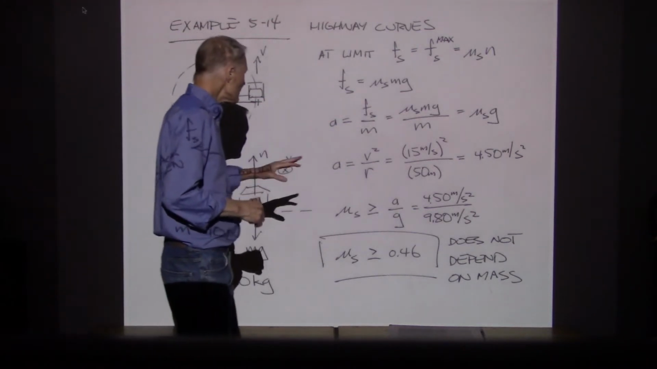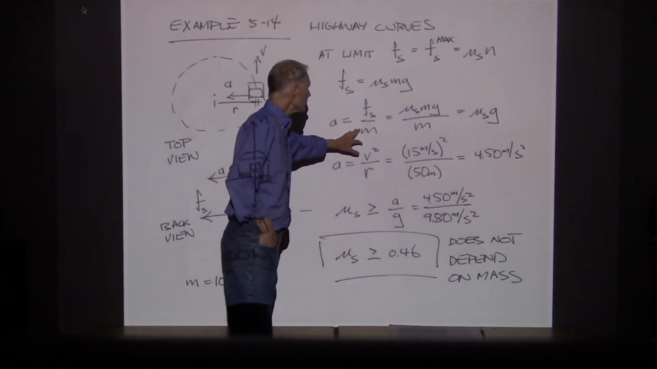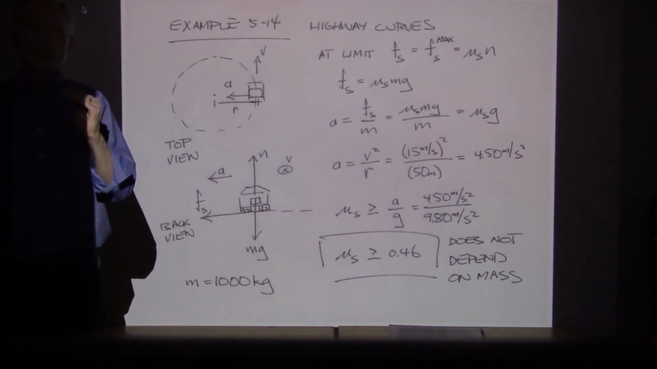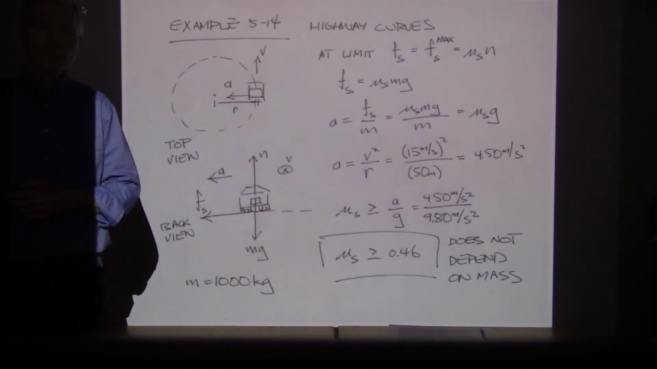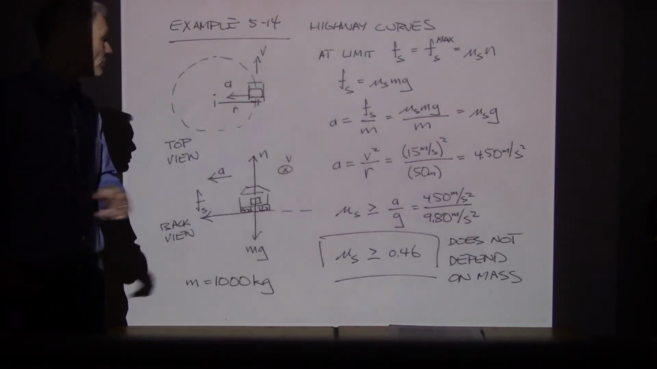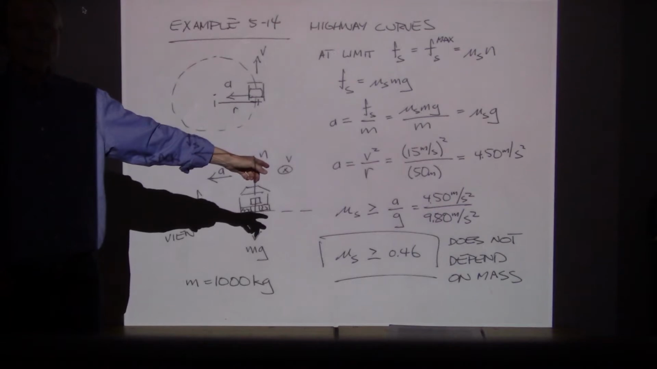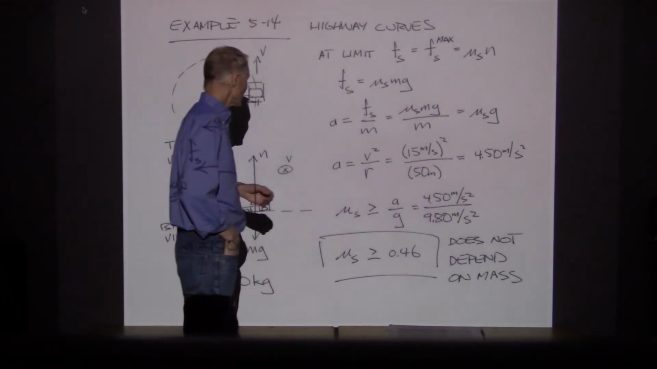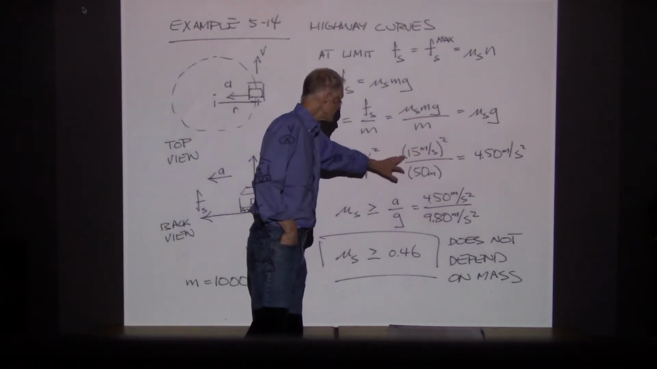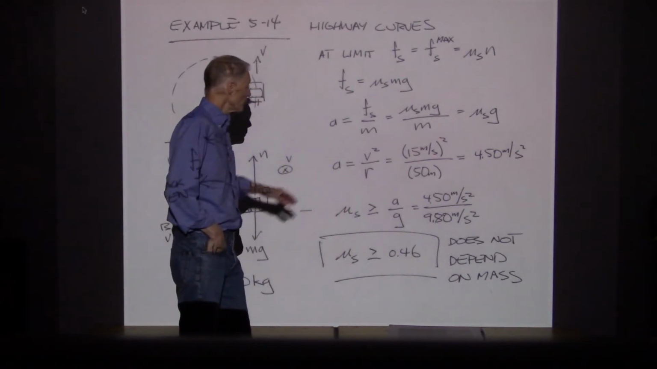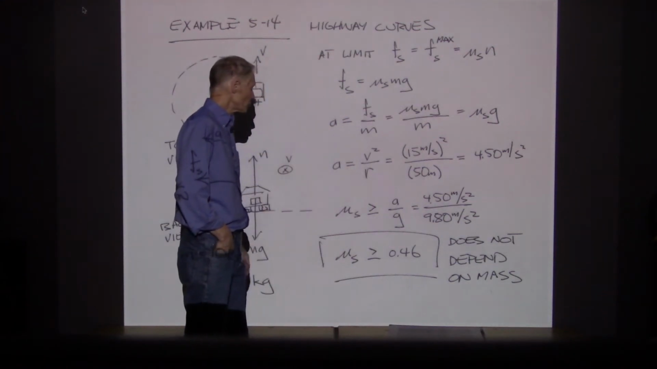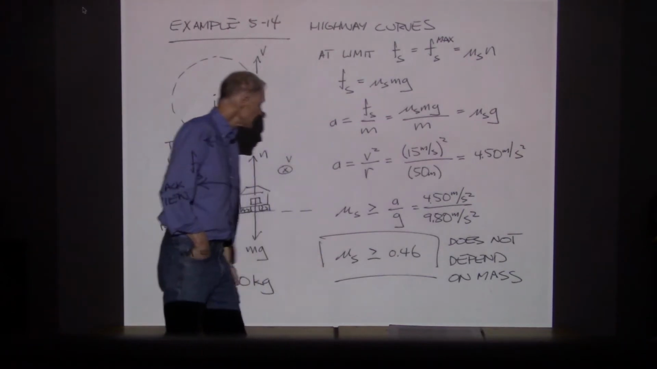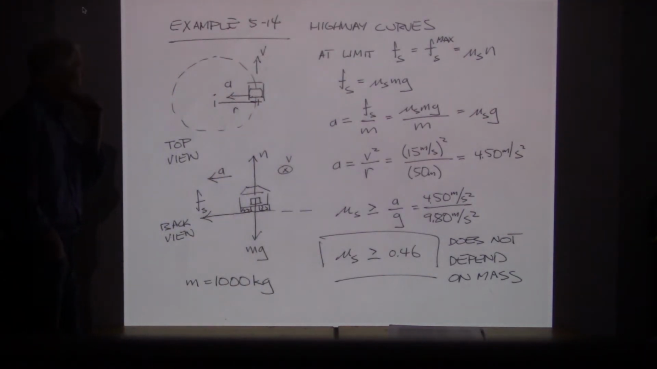So notice how the mass canceled out. I don't need to know the mass of the car for this. I just need to know the conditions of the tire and the pavement, and I need to know what planet I'm on. I'm on Earth, so the gravitational field is 9.80 meters per second squared. And then I need to know the details of how fast and what's the radius. But the mass calculation here, it dropped out. So whichever car, whatever the mass of my car, I'm going to need a coefficient of static friction of 0.46.